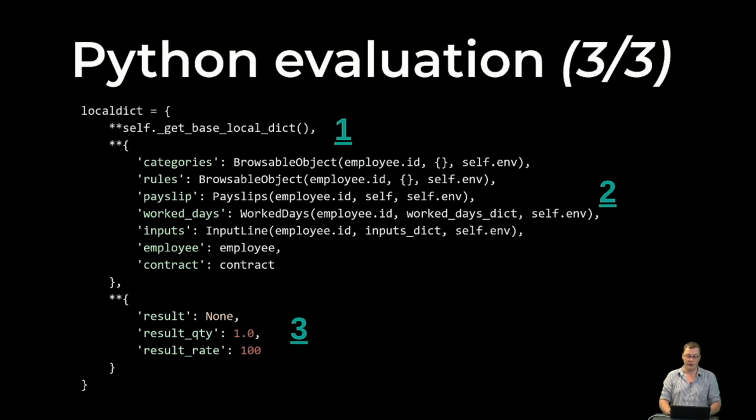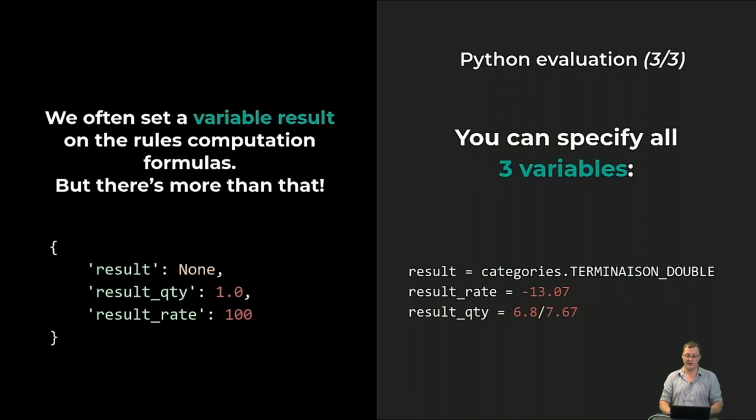And now, let's go back to the local dictionary. The last element of the local dict are local variables related to the payslip line result. You probably noticed that we often set a variable result on the rules computation formula. In fact, for each payslip line, the default value is result = None, result_qty = 1, and result_rate = 100. And by the way, a Python rule can set all those three variables for a payslip line like the following.